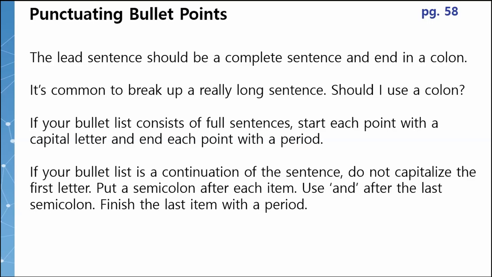So technically, you should use a colon after a complete sentence, but sometimes people just start a sentence and break it up and use a colon without making sure that what occurs before that colon is a complete sentence. That's fine. If your bullet list consists of full sentences, it's a good idea to start each point with a capital letter and end each point with a period. So if the bullet points on your list are full sentences, capitalize the first letter of the first word and end that bullet item with a period and then move on to the next one. Keep doing that. If your bullet list is a continuation of a sentence, for example, don't capitalize the first letter, put a semicolon after each item or a comma, depending on how long they are. Use "and" after the last semicolon, and finish the last item with a period.